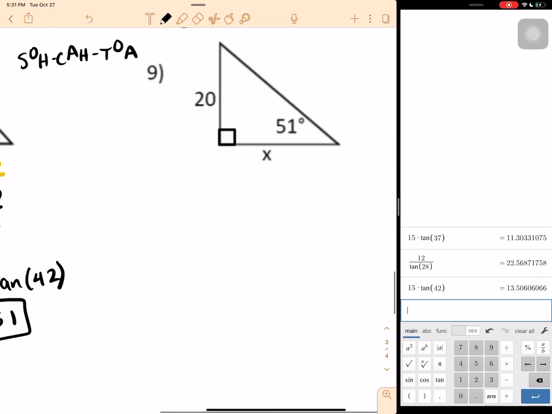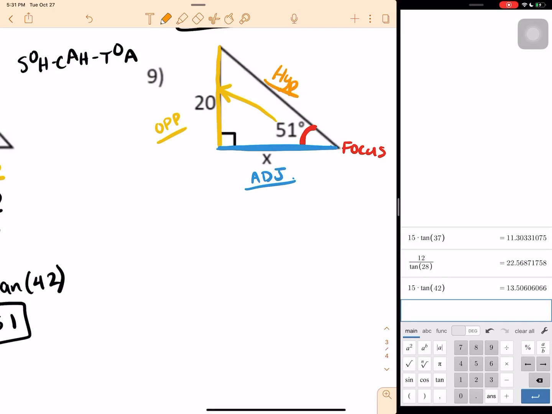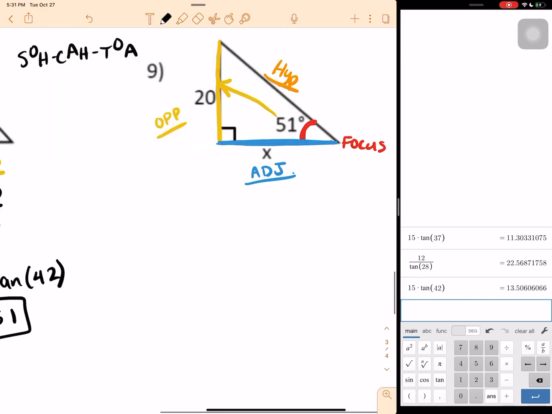Now if we slide on over here, let's go ahead and mark the focus angle, which is the 51 degrees. Okay, and then across from that we have 20, the side length of 20. This is the opposite side. Okay, and then we have the side length of x. This one is the adjacent because it touches both the right angle and the focus angle. And again, we're only using tangent, so this one we don't know the hypotenuse, but that is the hypotenuse. We just don't know its value. But opposite and adjacent means we are using tangent.